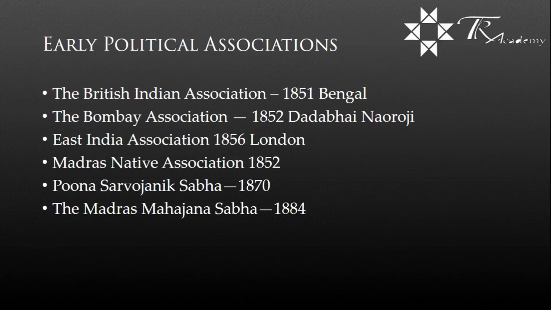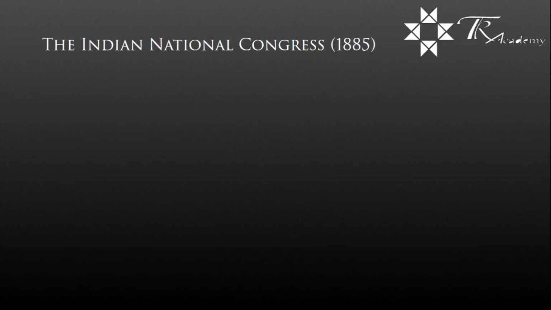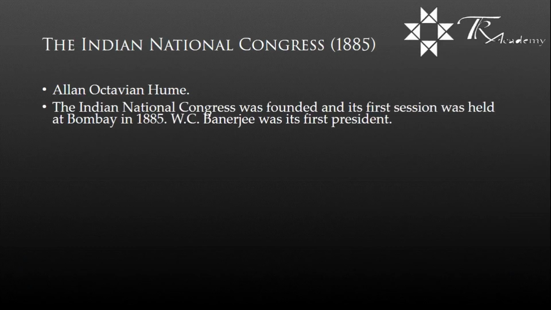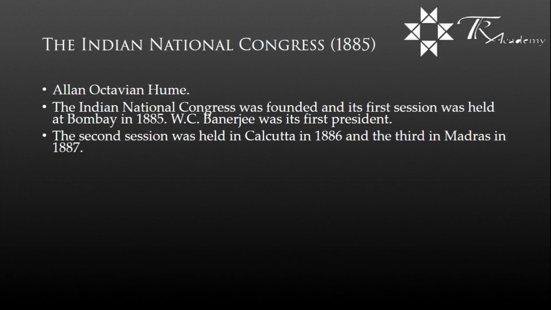One of the major happenings during this period of the Indian national movement is the formation of the Indian National Congress. Allan Octavian Hume is the person who is responsible for the initiation of the Indian National Congress. The Indian National Congress was founded and its first session was held at Bombay in 1885. W.C. Banerjee was its first president. The second session was held in Calcutta in 1886 and the third in Madras in 1887.